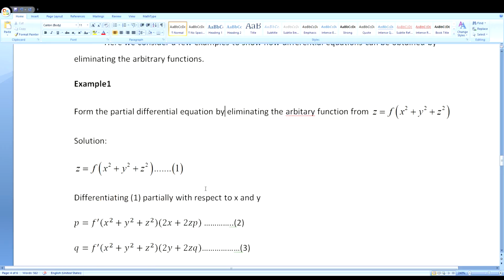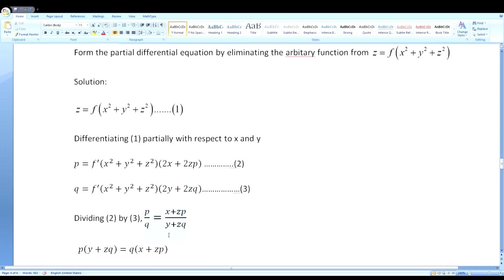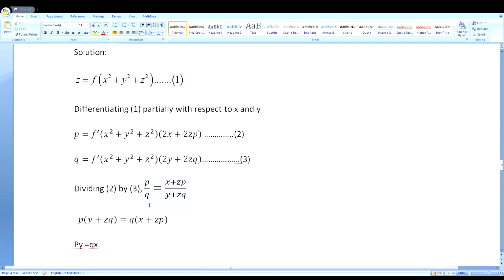So differentiating partially with respect to x and y, p equal to f dash into (2x plus 2zp), and similarly q equal to f dash into (2y plus 2zq). Dividing p by q, p by q equal to (x plus zp) by (y plus zq). Cross multiplying, we get p into (y plus zq) equal to q into (x plus zp). Now py plus pzq on the left, and on the right we also get qzp, those two get cancelled. And so we get py equal to qx. This is the required partial differential equation.